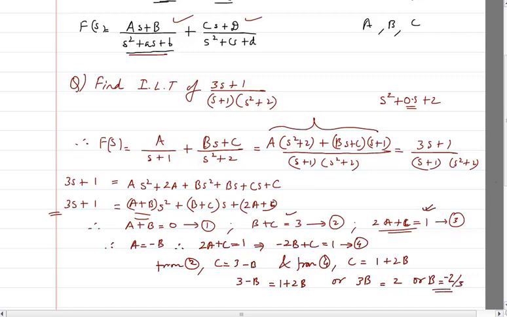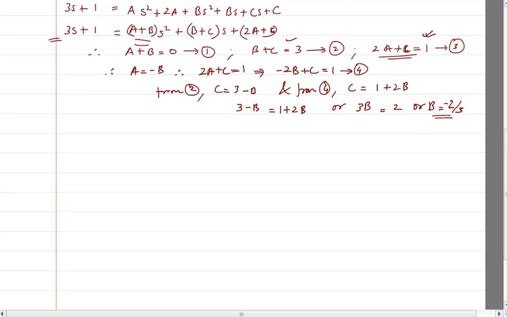So I have got the value of b, and since I have got the value of b, I have already written here that a is equal to minus b. Therefore a is going to be minus of minus 2 by 3, which is 2 by 3. Now, if I have got a, then from this one I can find out.